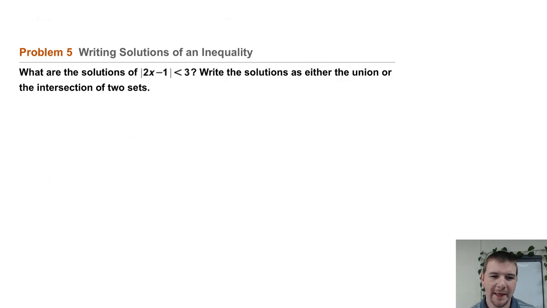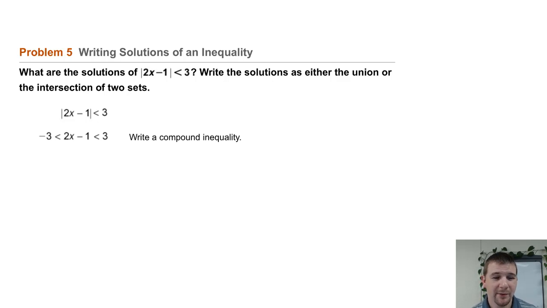Problem 5. Writing solutions of an inequality. What are the solutions of the absolute value of 2x minus 1 is less than 3? Write the solutions as either the union or intersection of two sets. So note our absolute value part of the expression is already isolated. So we break this into two separate inequalities.